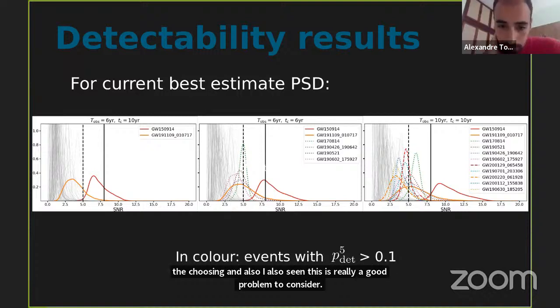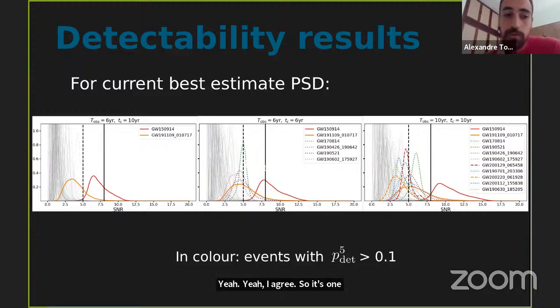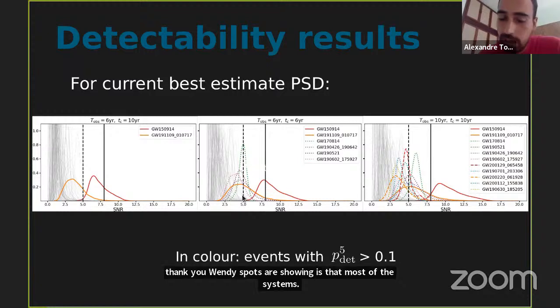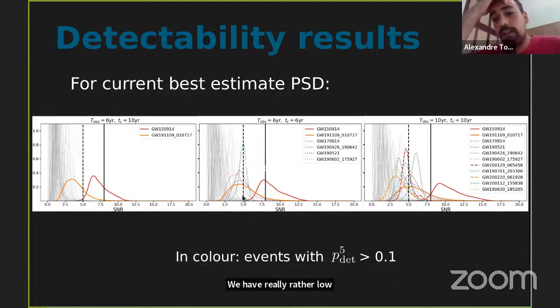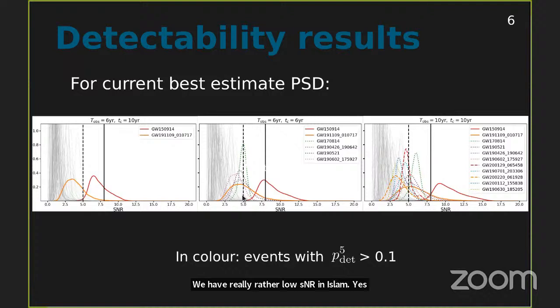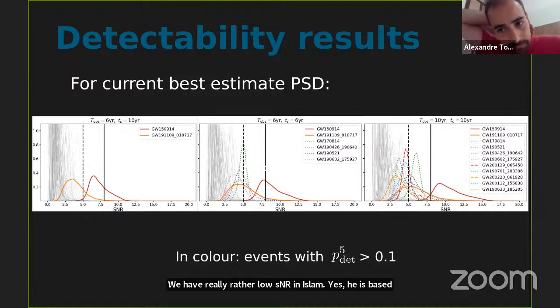Yeah, I agree. So I think that's one of the things we also want to look at next: doing the full PE, adding noise. Because indeed, what you're saying is in fact exactly what these plots are showing, that most of the systems will have rather low SNR in LISA. Yes, at least based on what LIGO Virgo have seen so far.